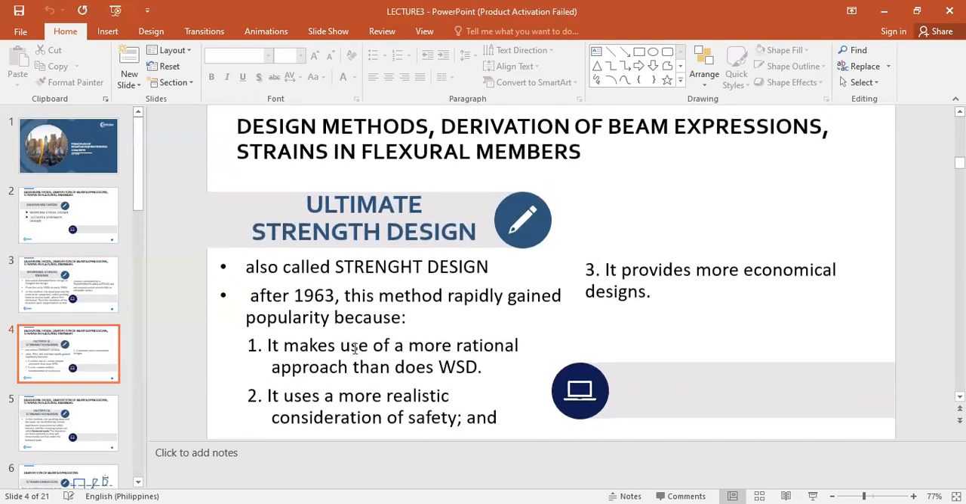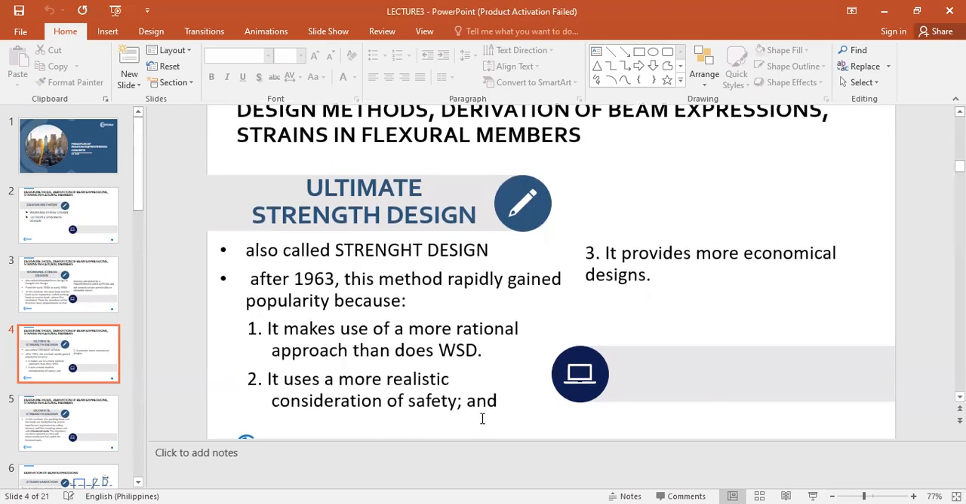On the other hand, the ultimate strength design, also called strength design, has been used since 1963. This method rapidly gained popularity because, first, it makes use of a more rational approach than the working stress design. Second, it uses a more realistic consideration of safety. And lastly, it provides more economical designs. Ultimate strength design is widely used, especially in reinforced concrete design. However, working stress design is very much applied when you are dealing with steel design. As of now, we are using the ultimate strength design for designing reinforced concrete.